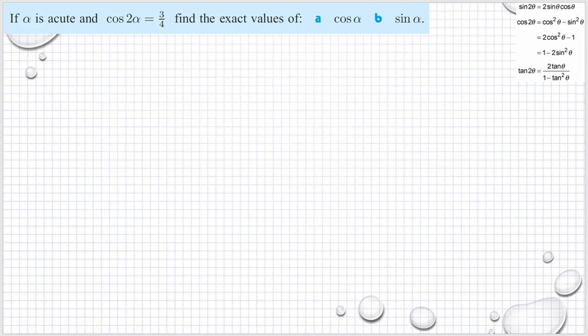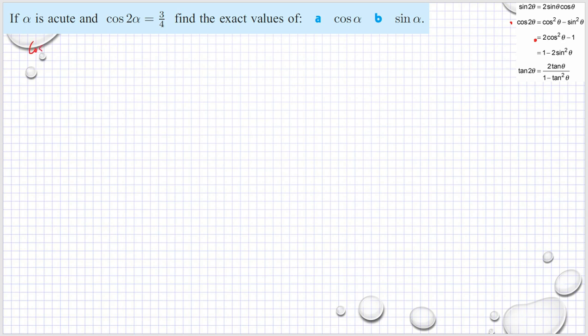We're going to continue. If alpha is acute and cosine 2 alpha is equal to 3/4, find the exact value of cosine alpha and sine alpha. We start with cosine alpha. Okay, and we know that cosine 2 alpha is equal to 2 cosine squared alpha minus 1. I'm going to use that.